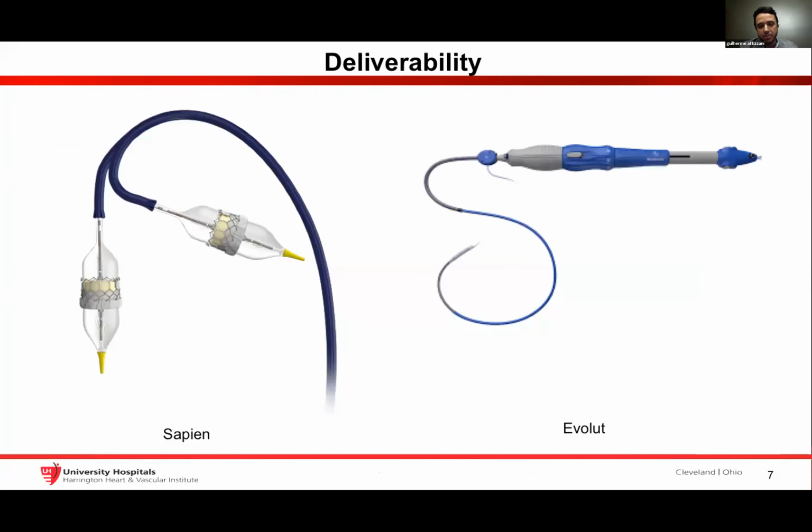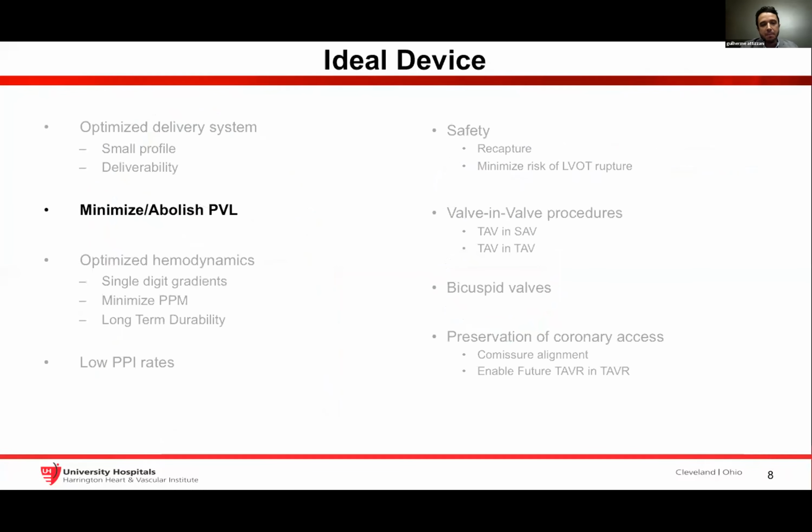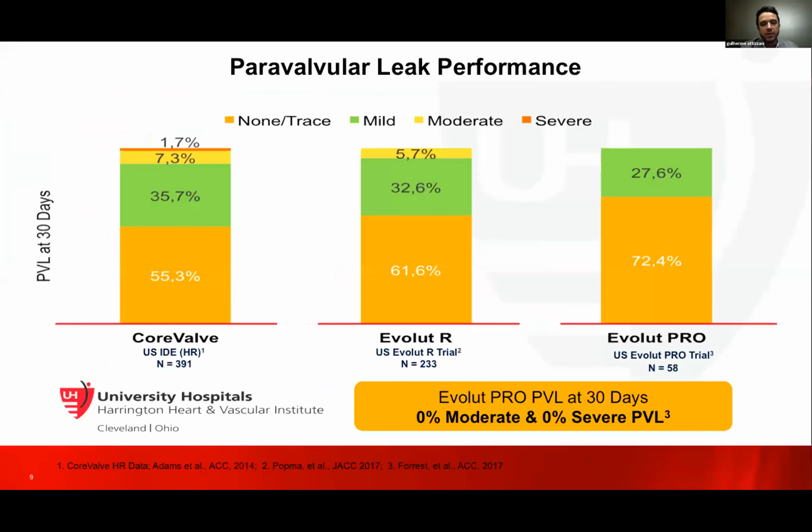On the other hand, the deliverability, the ability to flex the Sapien catheter versus the spines of the Evolut technology, may enable us to deliver the valve in more challenging anatomies. So I would say that there is a potential advantage for the flexible catheter of Sapien in this scenario in very challenging anatomies. In terms of the paravalvular leak or reducing or abolishing paravalvular leak, right?